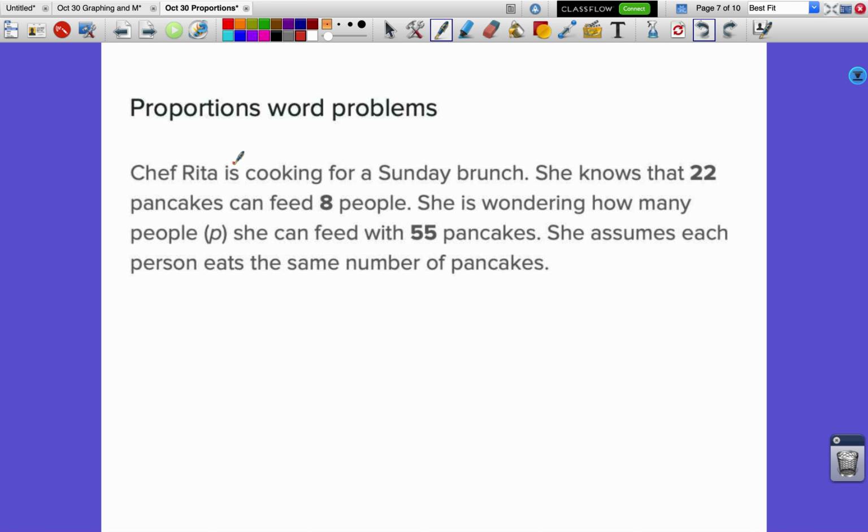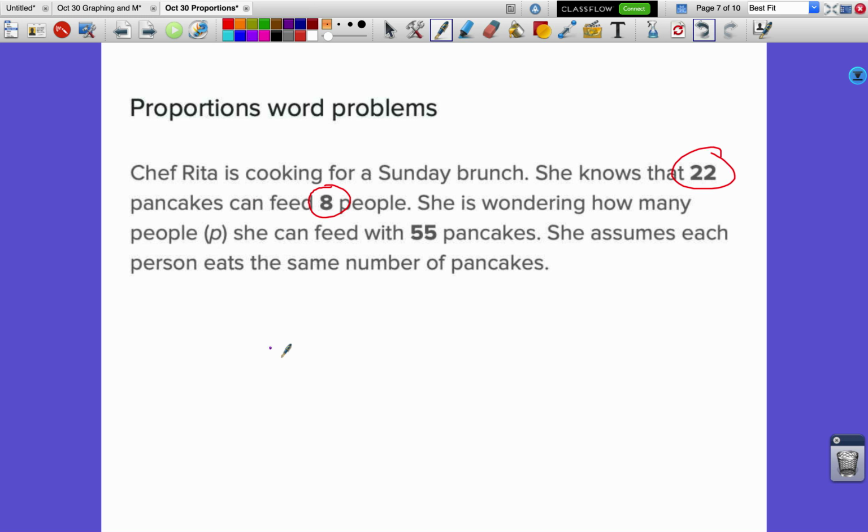So Chef Rita is cooking for a Sunday brunch. She knows that 22 pancakes can feed 8 people. She's wondering how many people she can feed with 55 pancakes. She assumes each person eats the same number of pancakes. So this is a ratio that 22 pancakes feeds 8 people.